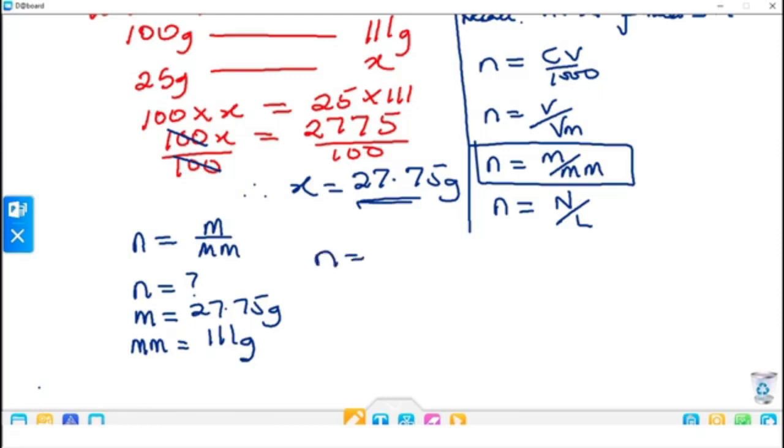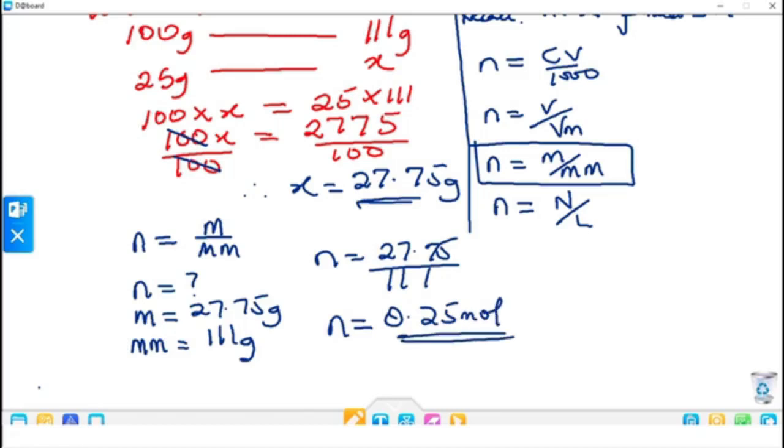So N is equal to 27.75 divided by 111. And what will that give us? It gives us our answer, which is 0.25 moles. So this is our answer. It's as simple as that. 0.25 moles will be our answer.